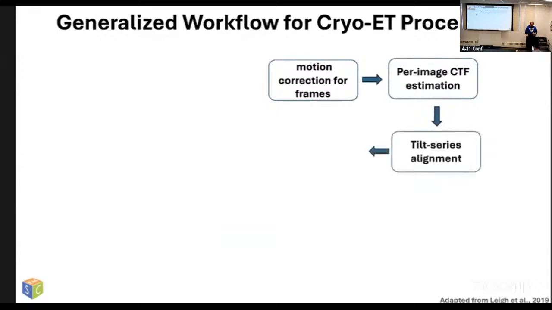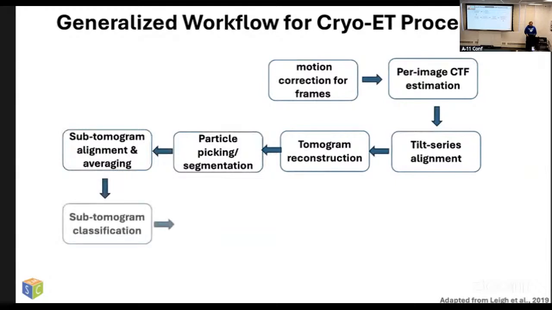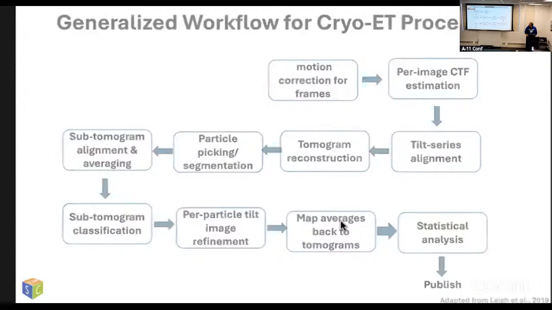You do motion correction on those, and then you get basically a micrograph per tilt. Then per image CTF estimation, tilt series alignment, tomogram reconstruction, particle picking, segmentation, subtomogram averaging, alignment, classification, per particle tilt image refinement. Then you can take your maps and put them back into the tomograms for cellular context. And then you can do a statistical analysis if you need that for biology. And then hopefully you publish at some point.